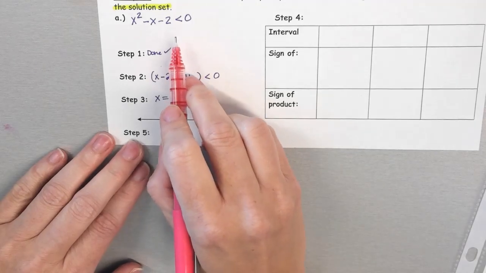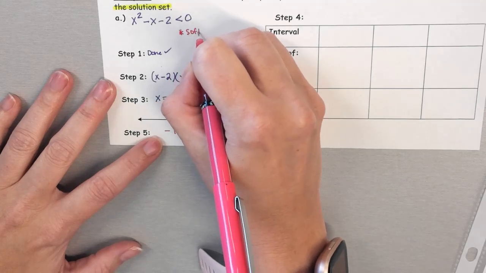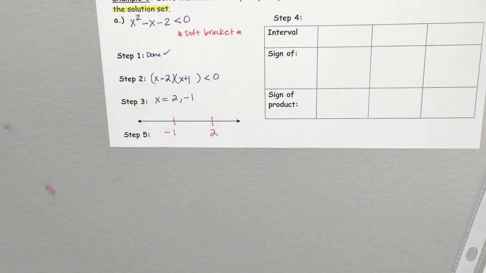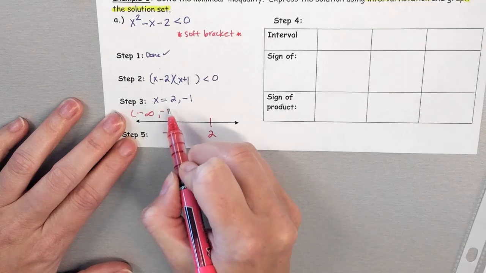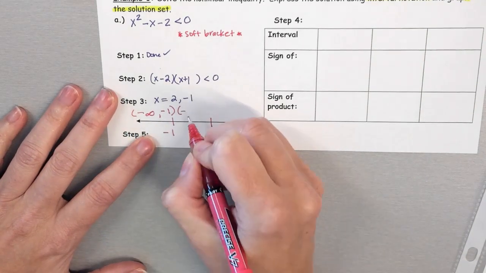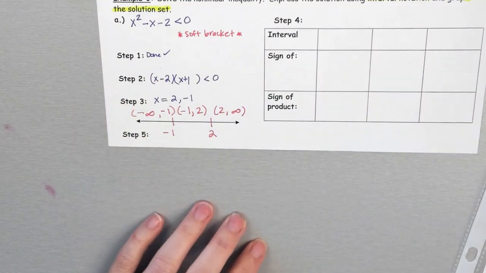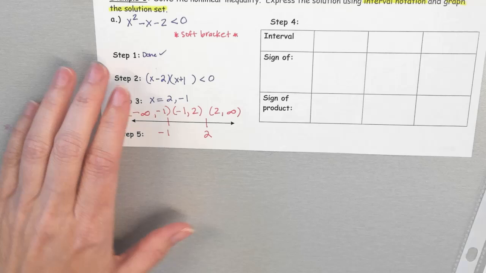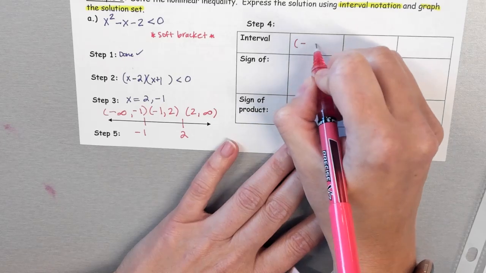Notice here that you just have a less than. If there's no equal to, you're going to use a soft bracket or a parenthesis. So there's no equal to, so it's going to be a soft bracket. So when you create the intervals, it's going to be negative infinity to negative 1. And then we're not going to put the unions on there yet. We're just going to identify what the intervals are. So we need to find which one of these intervals is going to produce the correct result. So in the table, I just want you to organize these intervals.